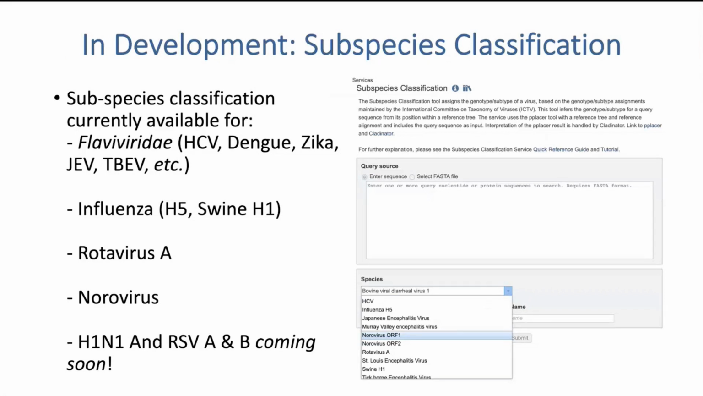We have subspecies classification, which is still in development. We have a lot of things that were available on Viper and IRD. So far, it contains subspecies classification for multiple different Flaviviridae. For influenza, we have an H5 classification and swine H1 classification. We are still working on migrating the H1N1 classification service over from IRD, and we are also planning to provide subspecies classification for RSV.